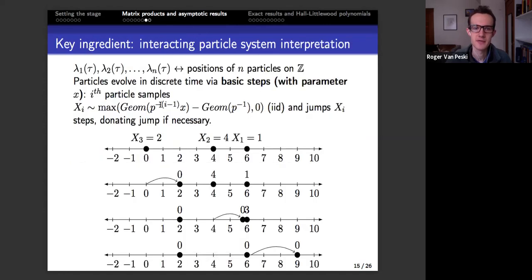This is because of this p to the i minus 1 here. This means that when i is small, x_i has a larger mean. And so the random walks which are already ahead will jump further on average. And so this is what leads to this spreading behavior that you saw in the picture. The ones which are already ahead are jumping further. And so this means that in the limit, they're going to all be very far away.